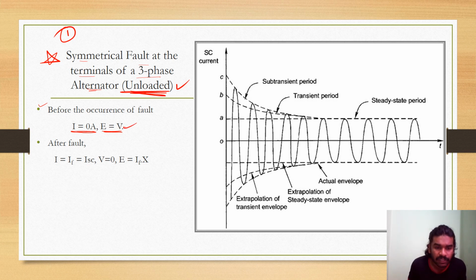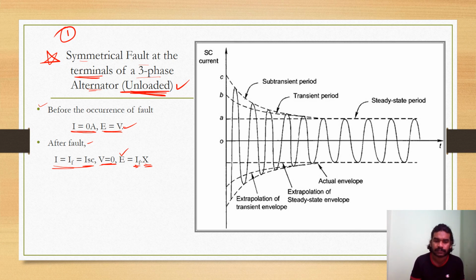And what happens after the occurrence of fault? The current value will suddenly rise. That is what we call fault current or short circuit current. The terminal voltage will become zero because the fault occurs at the terminal, and the entire internal EMF generated will be utilized to circulate the fault current through the reactance of the system, the reactance of the machine.